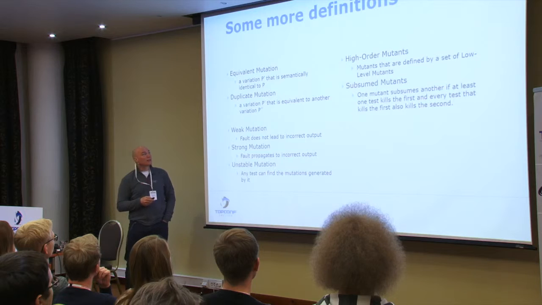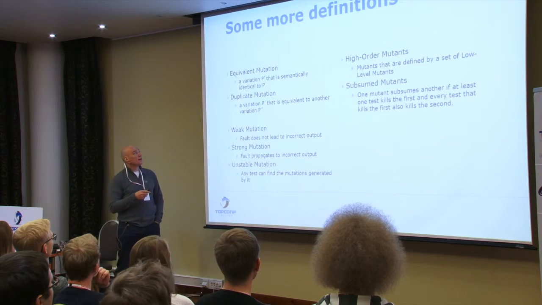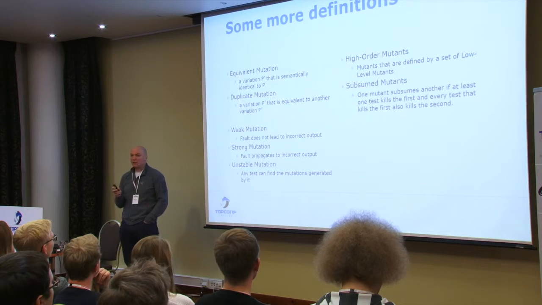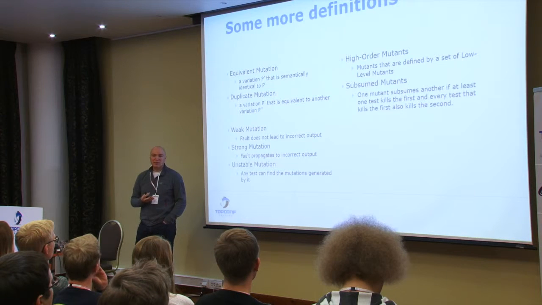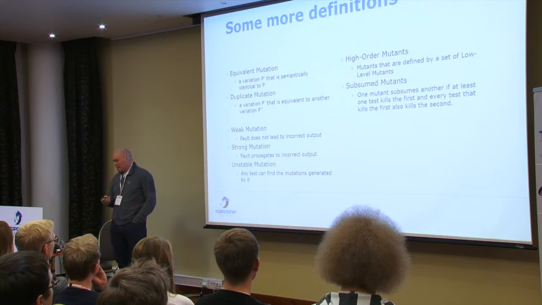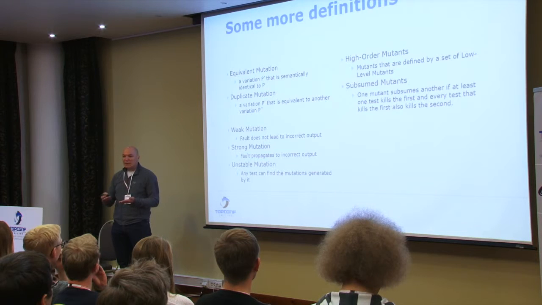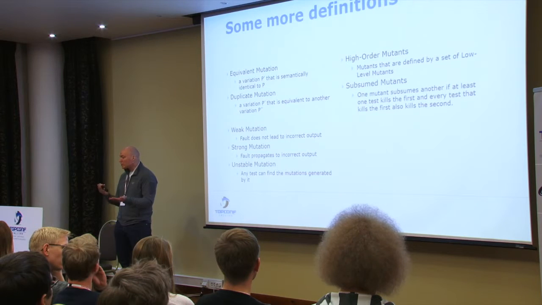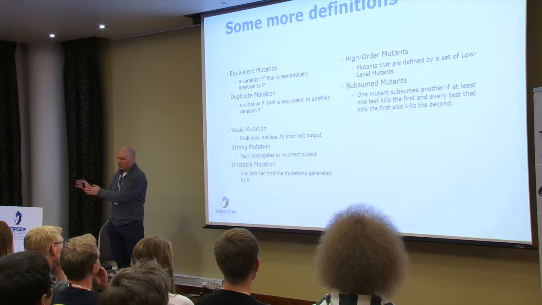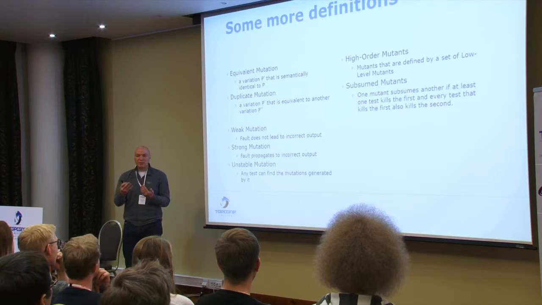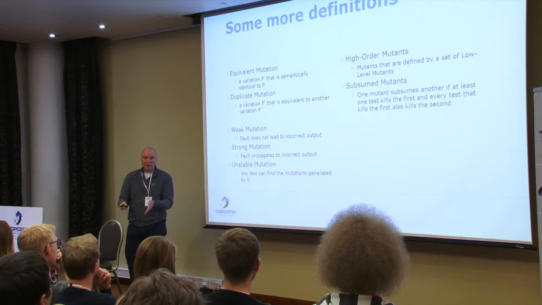So some more definitions that can get important. One is the equivalent mutations. You have a mutation that is semantically identical to the original program. That means you cannot kill this mutant because it behaves exactly the same. For instance, when you're on the JVM, the JIT compiler, when it starts to optimize the code, this is sort of an equivalent mutation. I mean, we don't want to look into the JIT compiler, but there are some cases where you really have an equivalent mutation, and you have to look into it and understand why it's equivalent.